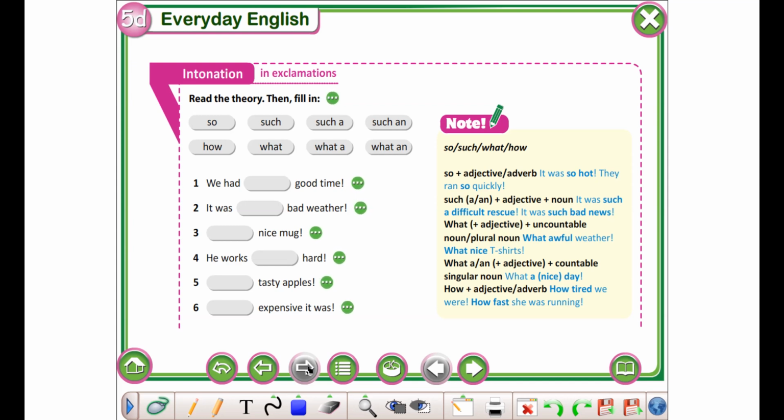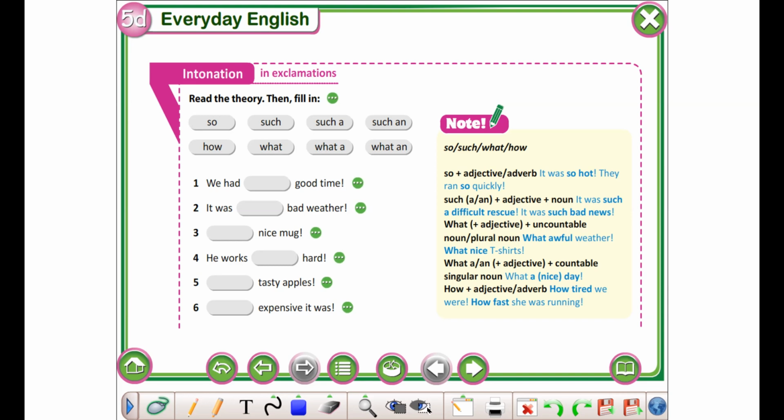Okay, so when we express surprise in both languages, in Bulgarian and in English, we use these words. So plus adjective or adverb, to say that something is very, very hot in this context, or they ran so quickly. So describes the adjective or the adverb that it's followed by. Толкова is the Bulgarian translation. He is so fast. Той е толкова бърз.